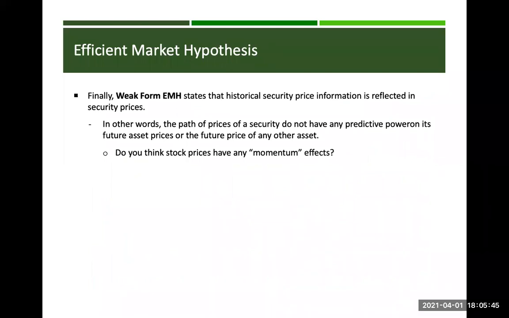All right, last form, weak form. Weak form EMH states that historical security price information is currently reflected in security prices. Another way to say that is, if you look at a share price, its entire history of prices is currently reflected in the price today, and it has no predictive power on the future path of the stock price.